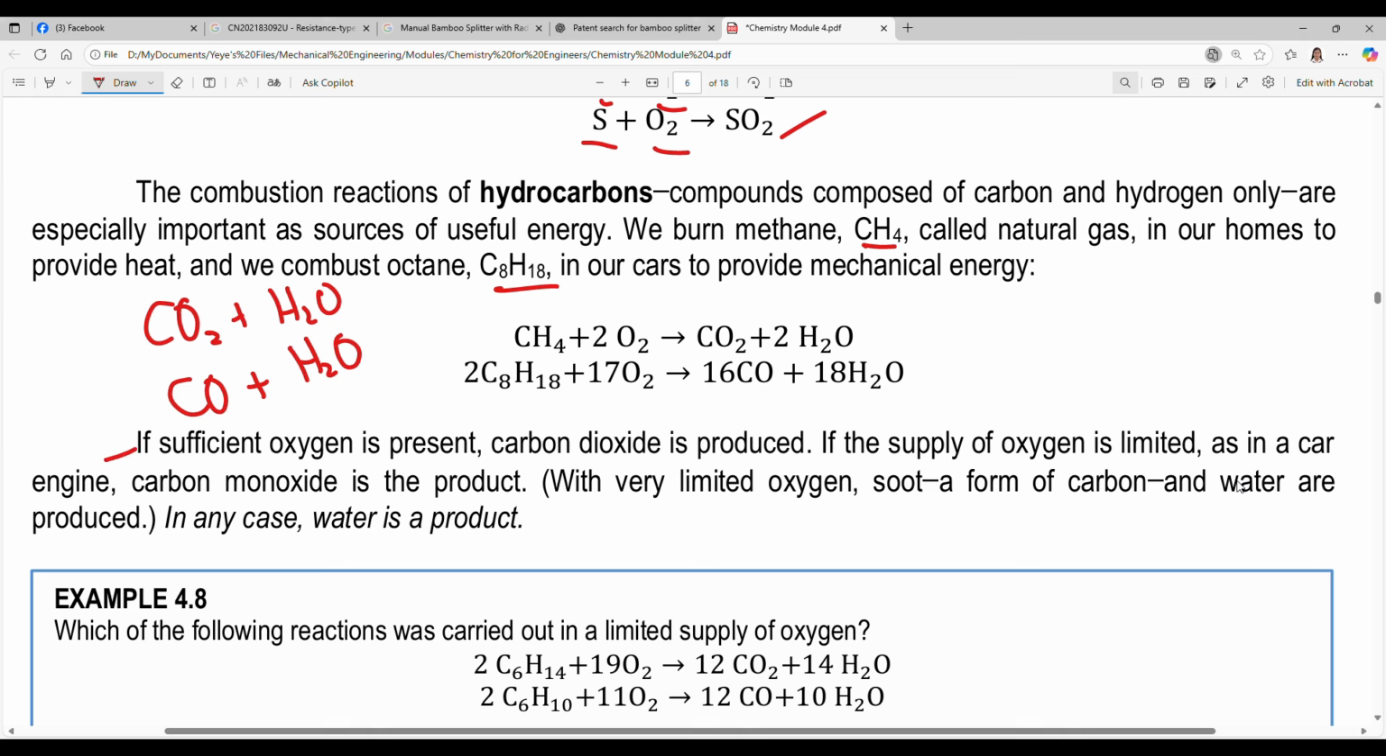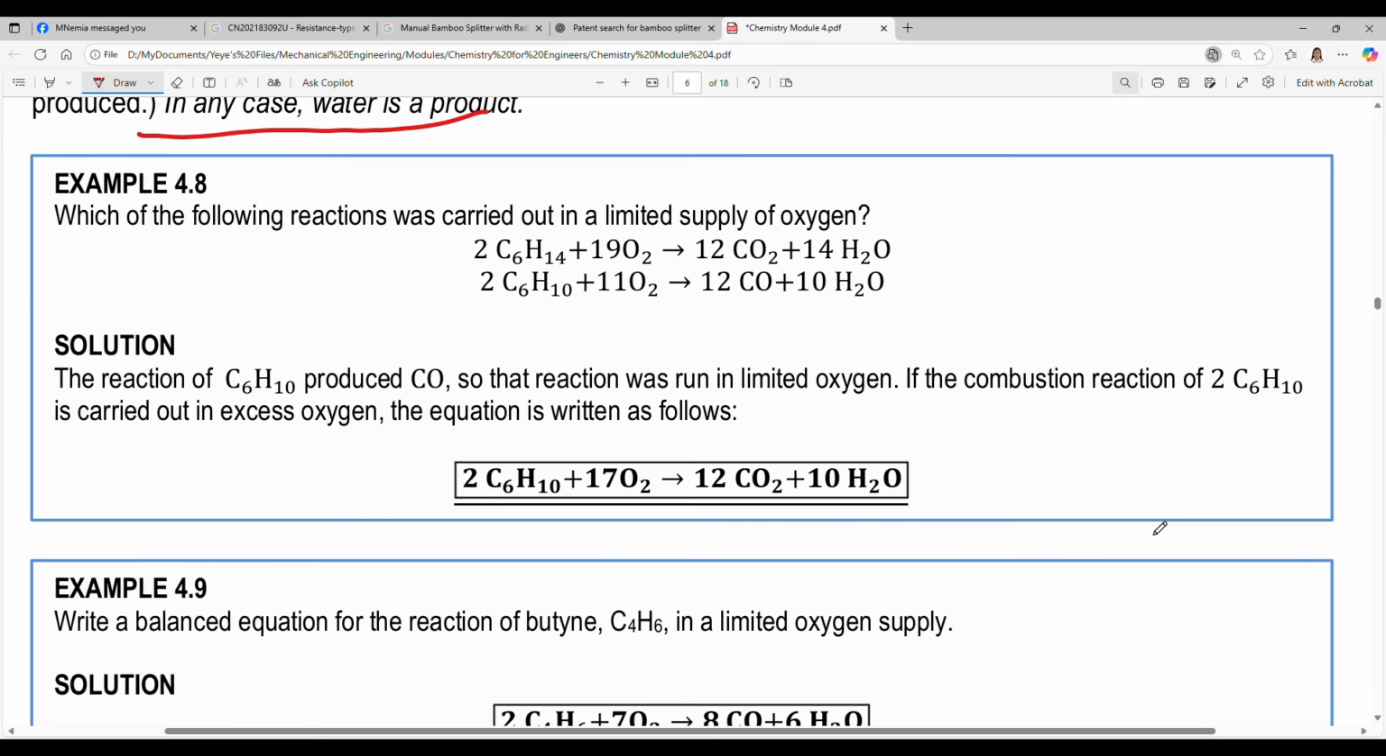So, if sufficient oxygen is present, carbon dioxide is produced. If the supply of oxygen is limited, as in a car engine, carbon monoxide is the product. With very limited oxygen, soot, a form of carbon, and water are produced. In any case, water is always a product of combustion.